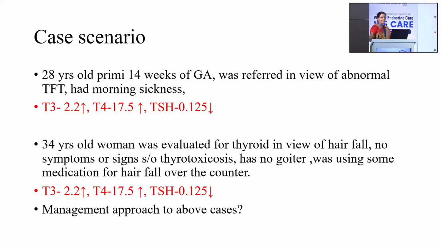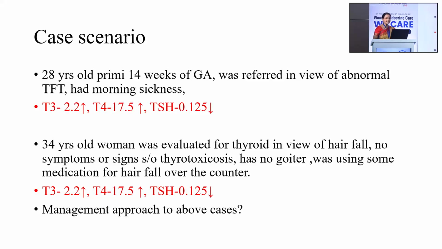So this is another case scenario. A 20-year-old primigravida, 14 weeks of gestation, was referred in view of abnormal TFT, had morning sickness. T3 is increased, 2.2, and T4 also is increased. TSH is suppressed. What is the diagnosis? How are we going to manage? I think this is a common scenario and we do get referrals from obstetricians for this abnormality.